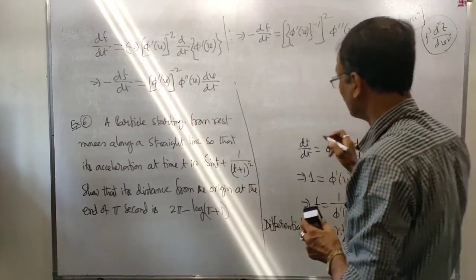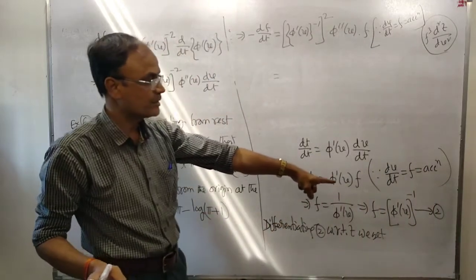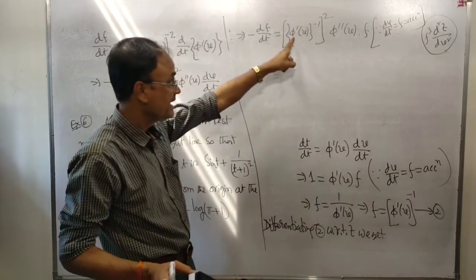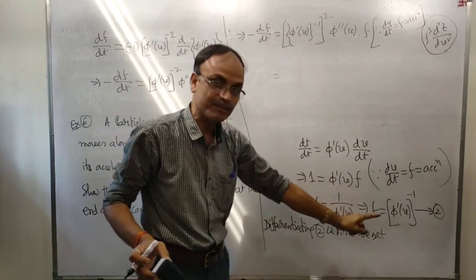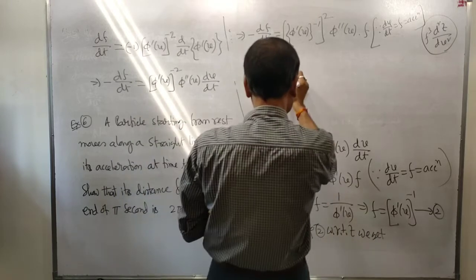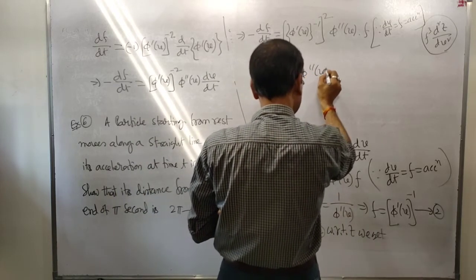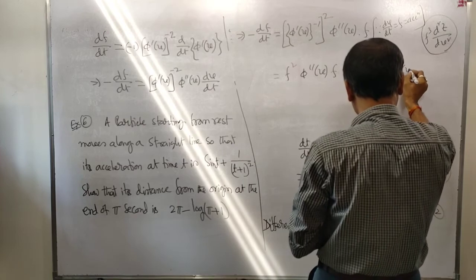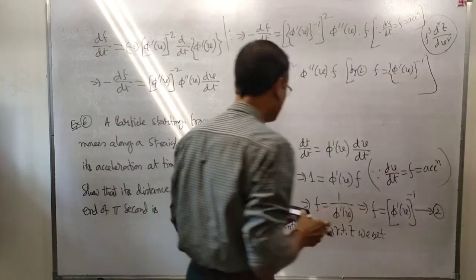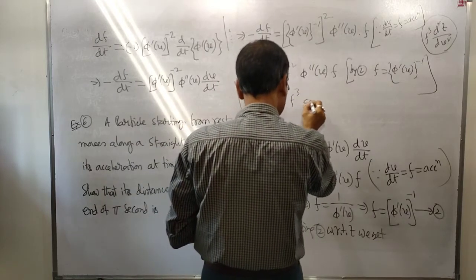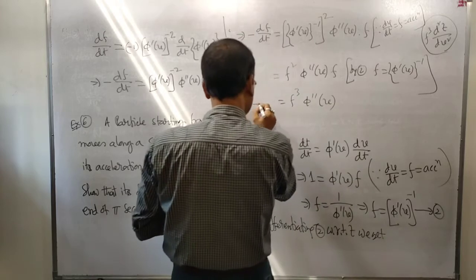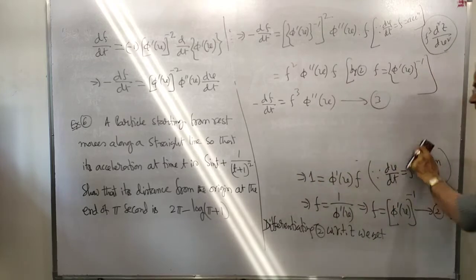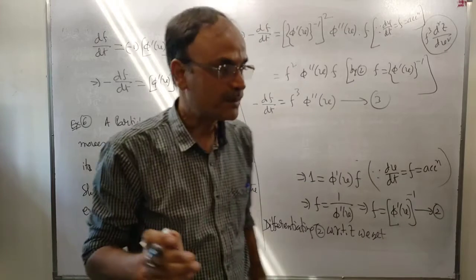Now see equation number 2: f is equal to phi dash v whole to the power minus 1. So phi dash v whole to the power minus 1 can be replaced by f, and we get f square phi double dash v times f, that is f cube phi double dash v. Means minus df by dt is equal to this. Suppose this is number 3.